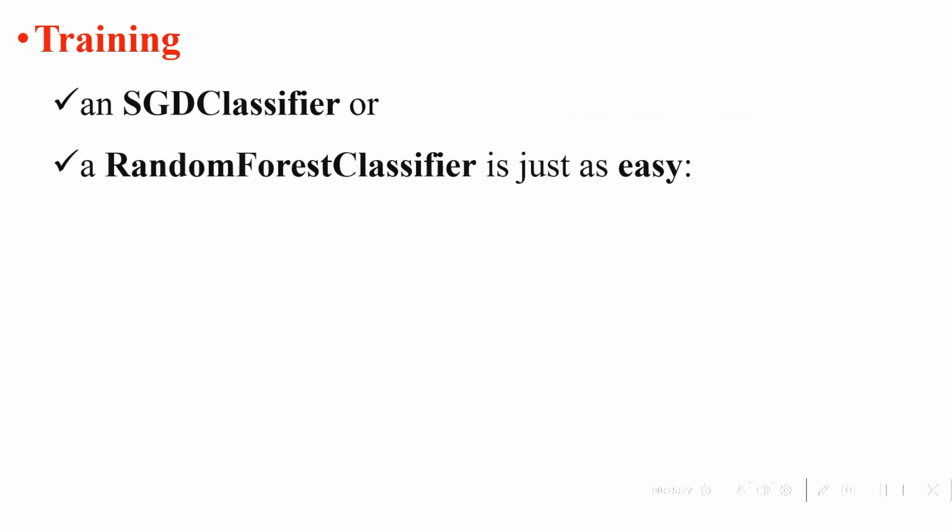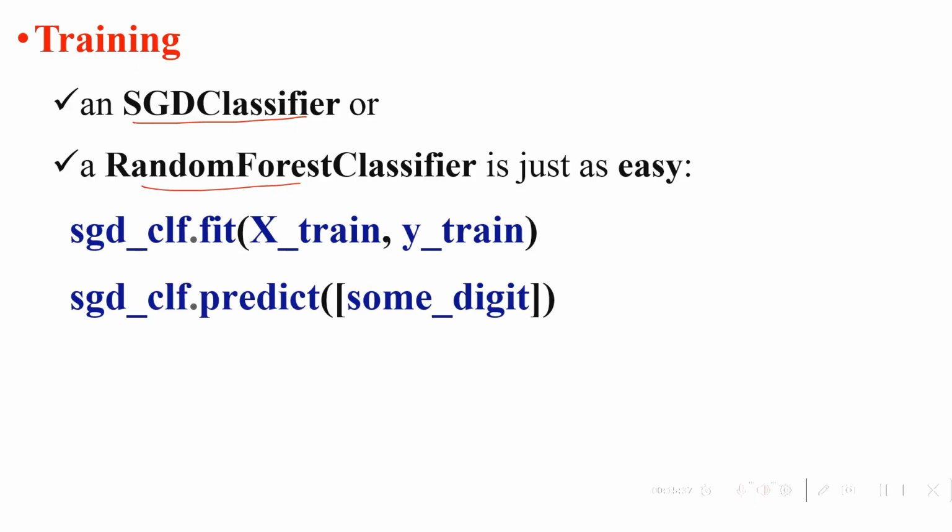So now we are going to see how to train the model. The stochastic gradient classifier or random forest classifier is very easy to train. Here we use SGDClassifier.fit, training the model with the help of the stochastic gradient classifier, providing the X_train and y_train values, and then predict the output value for the given input image.